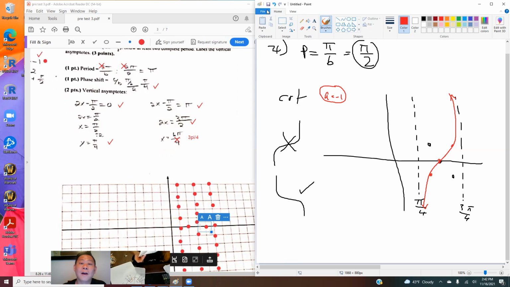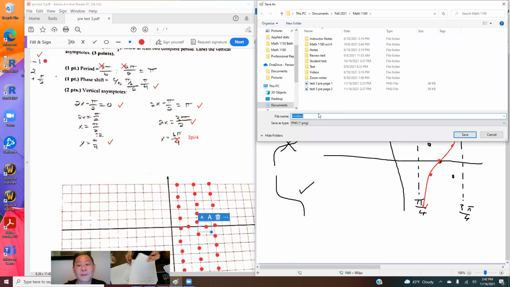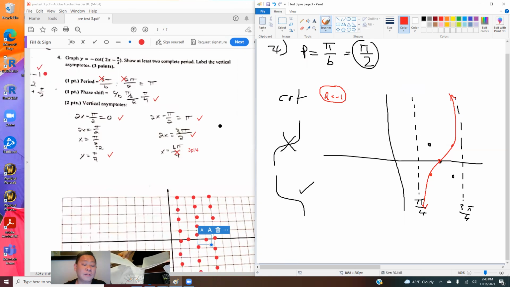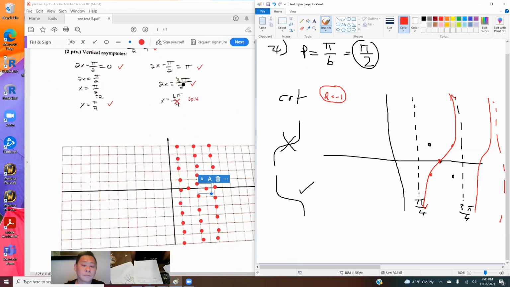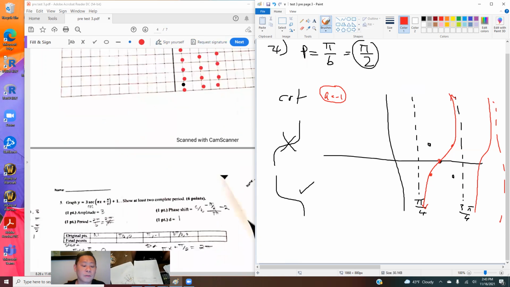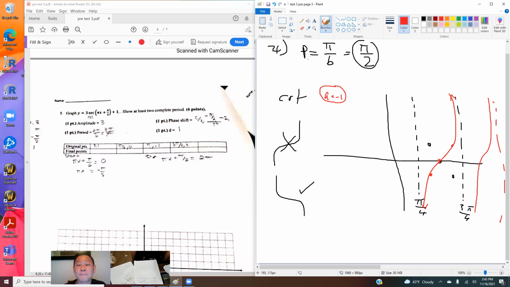Okay. Now we're going to talk about your next one. Wait, but you asked for 2 periods, right? Yep. Two periods. That means you need to draw another one like this, and then draw another cotangent graph. Okay. This is the meaning of 2 periods or 2 cycles.